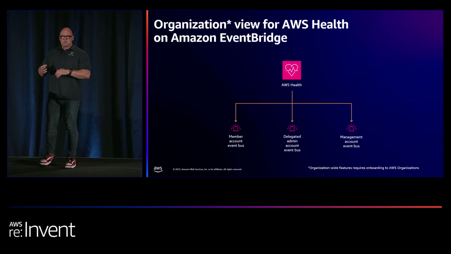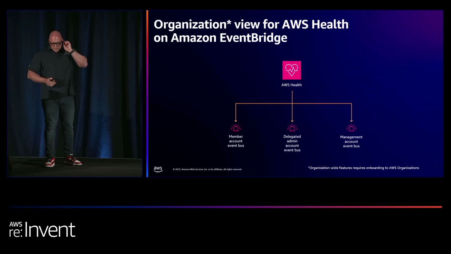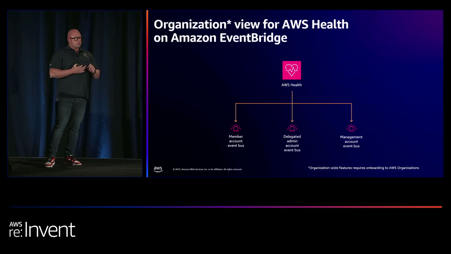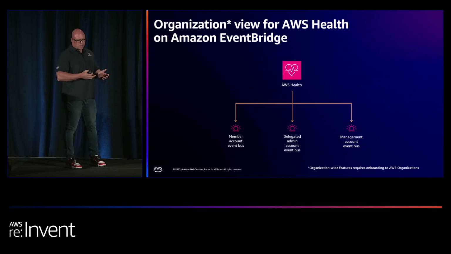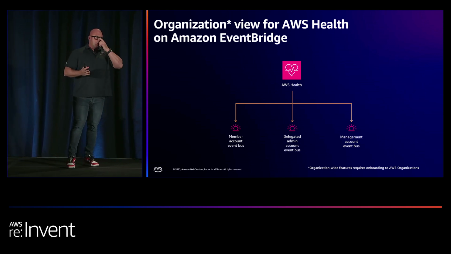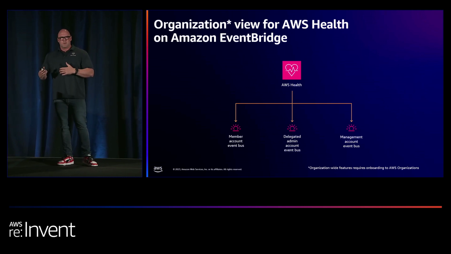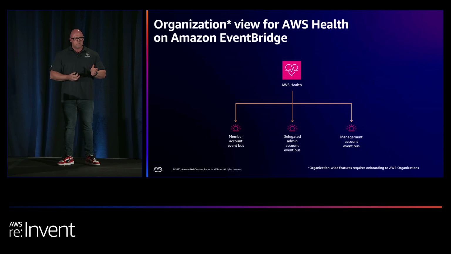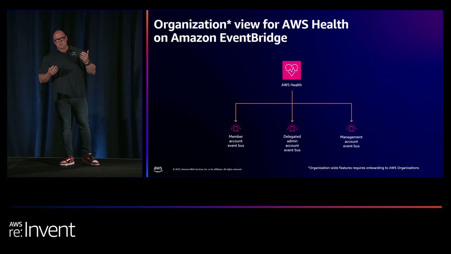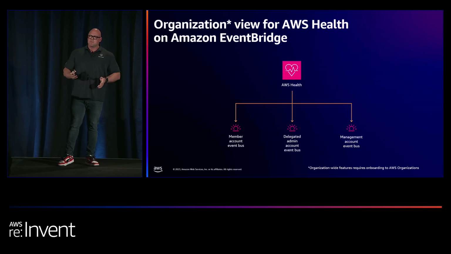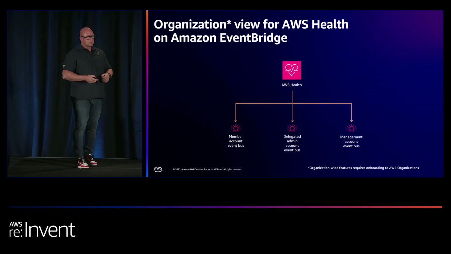This means that you're now able to process a single stream of events on a single event bus to capture all of the health events across your entire organization. This greatly simplifies the setup of AWS Health on EventBridge. And it also helps you potentially avoid missing any new accounts as new accounts are created in your organization and perhaps you forget to set up an EventBridge rule for that account.